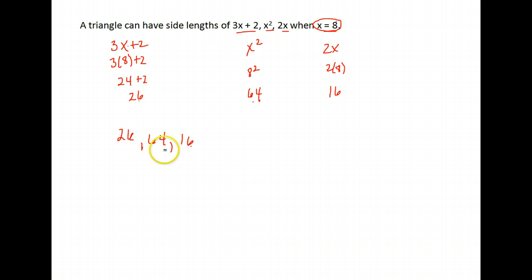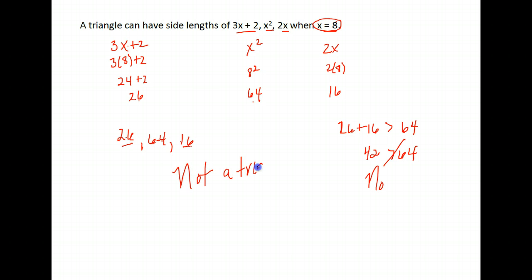So again, you could use the shortcut way, which is to take the two smaller ones, which would be the 16 and the 26, and make sure that they added together are bigger than that third side of 64. When we add them together, I get 42. Is 42 bigger than 64? No. Okay, so since the two sides, 26 and 16, added together were not bigger than that third side, this is not a triangle. It is absolutely impossible to make a triangle with lengths 26, 64, and 16.